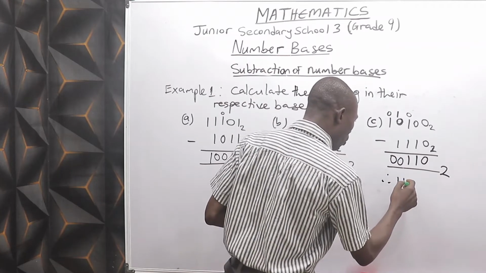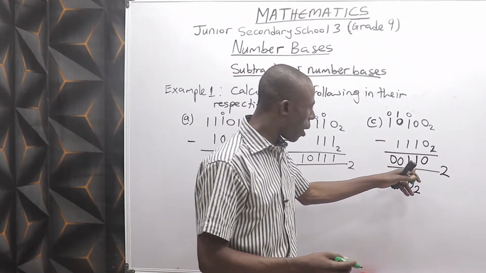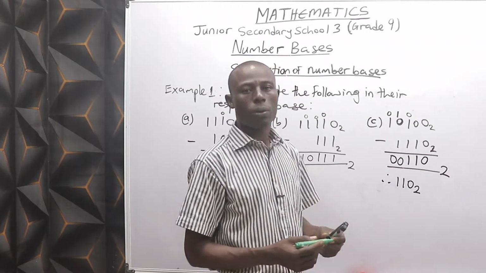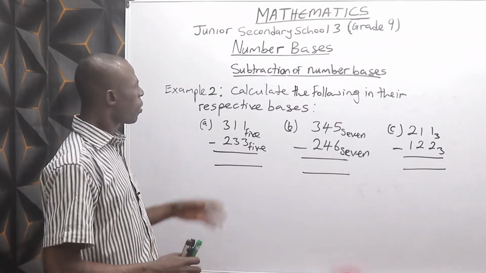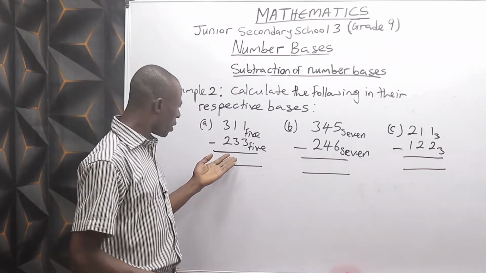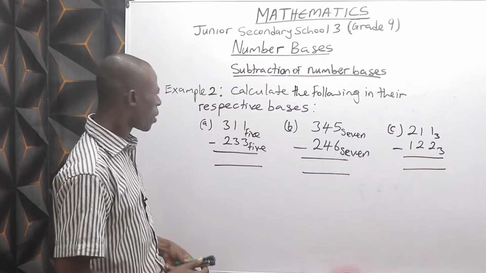Therefore, 110 base 2 is the answer. So the 00110 base 2 is actually 110 base 2. Now we come to example 2. Calculate the following in their respective bases. We have this in base 5, this in base 7, this in base 3.